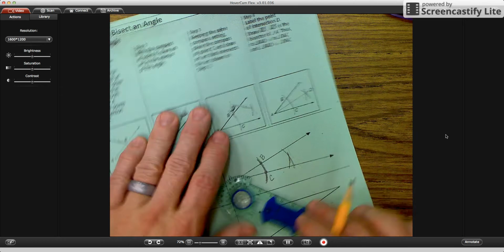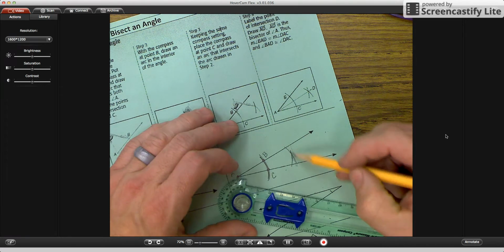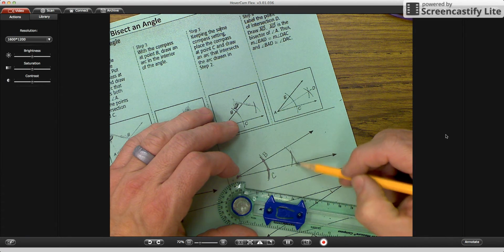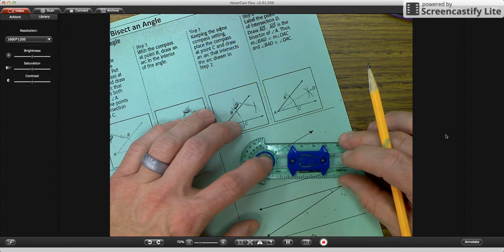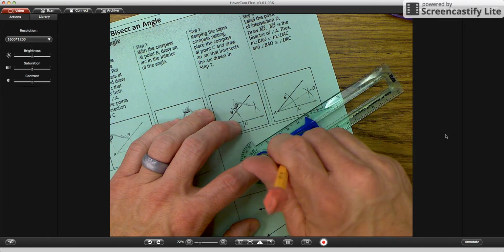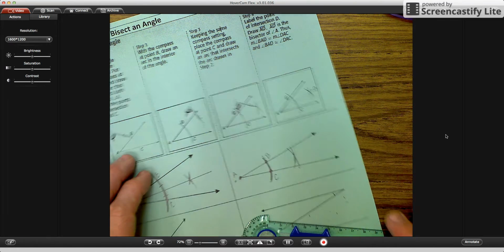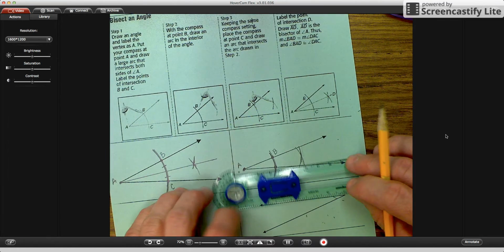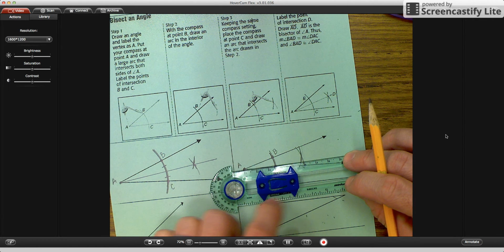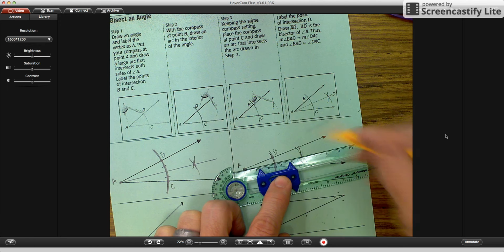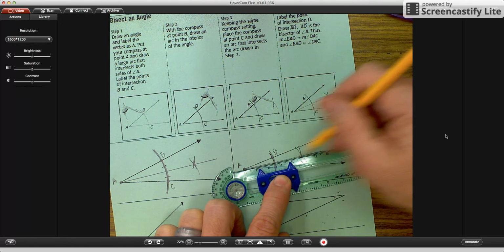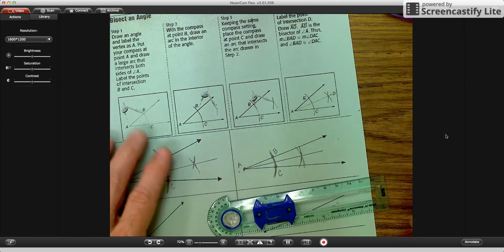There we go. I'm going to go back to B because my lines didn't intersect that well, and I want to make sure that I see a good intersection. There we go. That's much better. So I'm going to come with my compass and make a straight line through A. Boom.